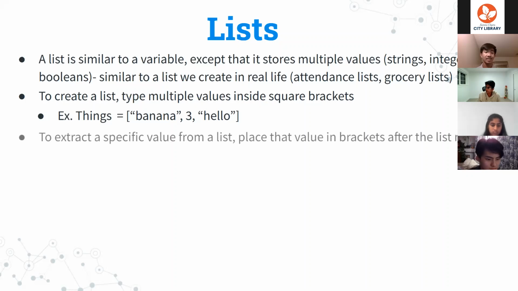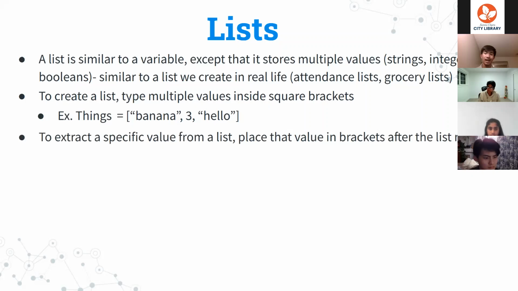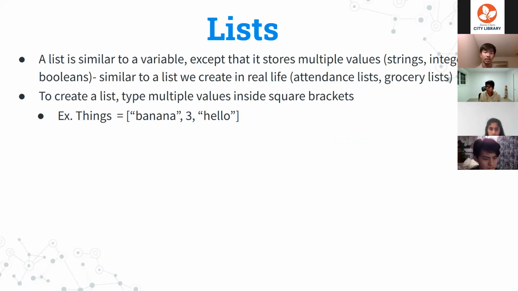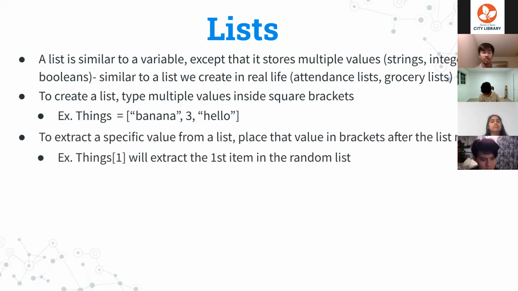So the name of the list is things, and the things inside the square brackets is what the list contains. In this case, banana, 3, and hello. A very important aspect of lists is to keep in mind that lists begin with 0 instead of 1 like we're typically used to. So in this case, the value banana is the 0th item of the list, the value 3 is the first item of the list, and the value hello is the second item of the list.